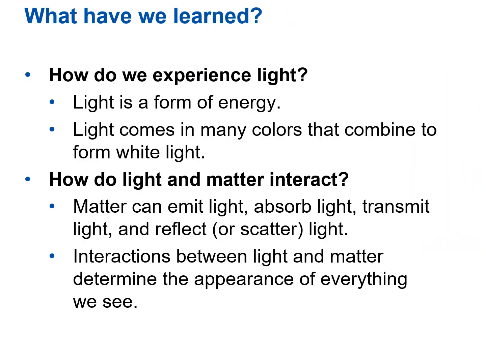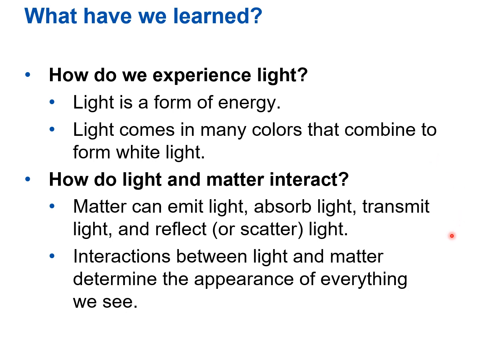What have we learned so far? How do we experience light? Light is a form of energy. It is that third category of energy that I alluded to in chapter 4. Remember in chapter 4 I said there are three categories of energy: kinetic, potential, and radiative. So light is radiative energy because it radiates outward. Light comes in many colors that combine to form white light.